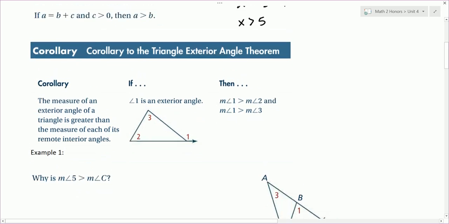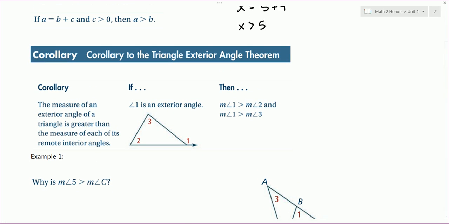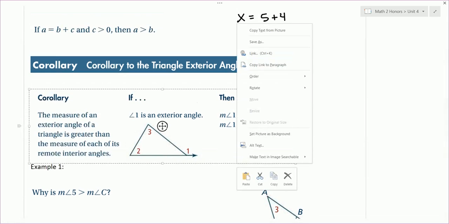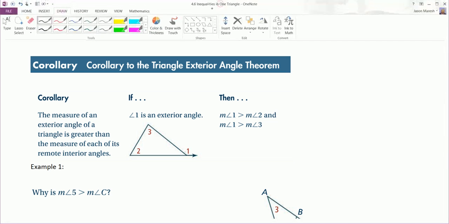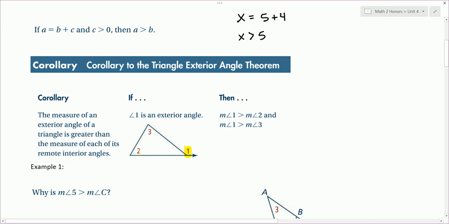This corollary is a corollary to the triangle exterior angle theorem. Let me remind you what that says: if you have an exterior angle like this angle 1 here, it's equal to the sum of the two remote interior angles. What we have seen in the past is that the measure of angle 1 is equal to the measure of angle 2 plus the measure of angle 3. That's the triangle exterior angle theorem.